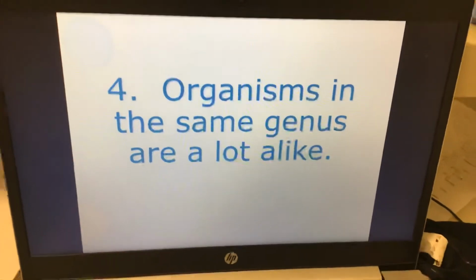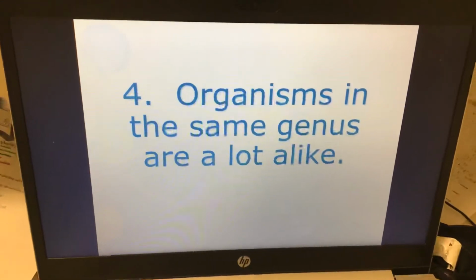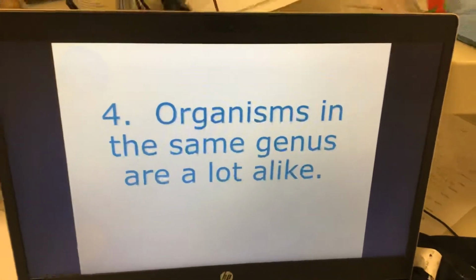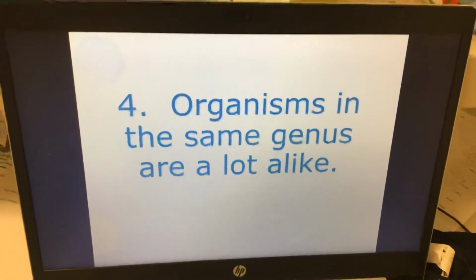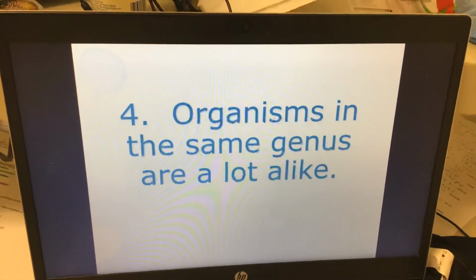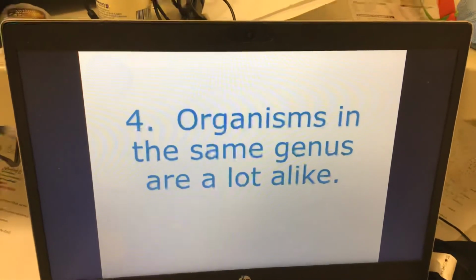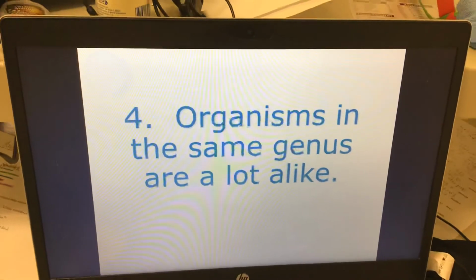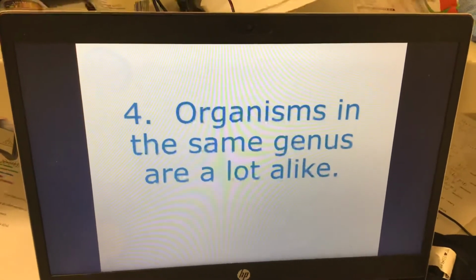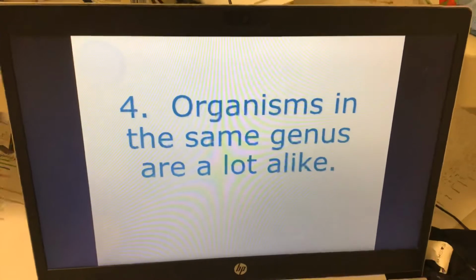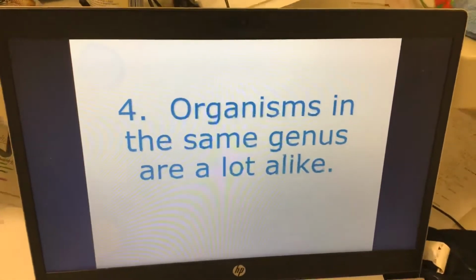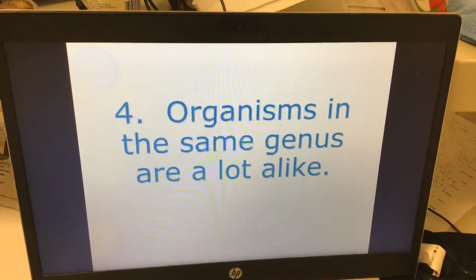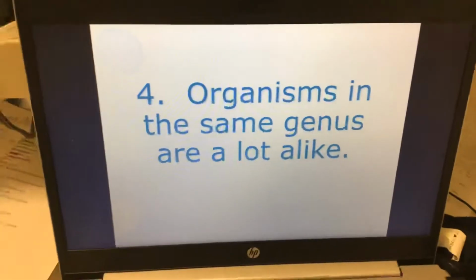And then lastly, it's for organization purposes. Organisms in the same genus are a lot alike. For example, if I'm talking about something whose name is Canis familiaris, well, that's a domesticated dog. Anything Canis is dog. Anything Felis would be cat. Anything Ursus would be bear. If you're in the Ursus genus, you're going to be closely related.